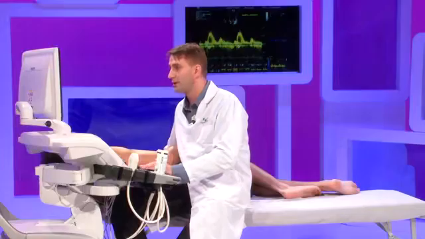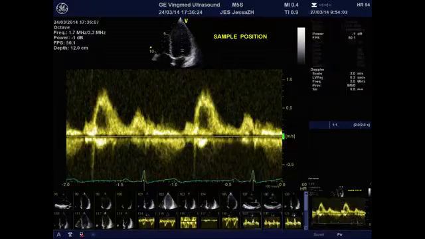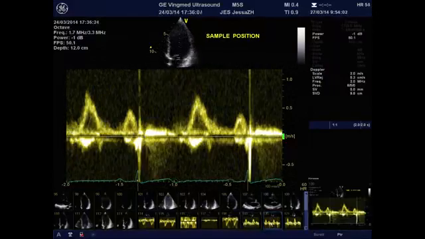The next step is the sample position. In this case, we look at the inflow of a mitral valve, and it's very important to put your sample in between the valve leaflets. This is an example where the sample is too high in your mitral valve, and this is an example where it's too low.